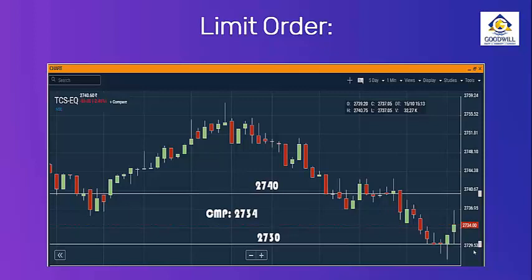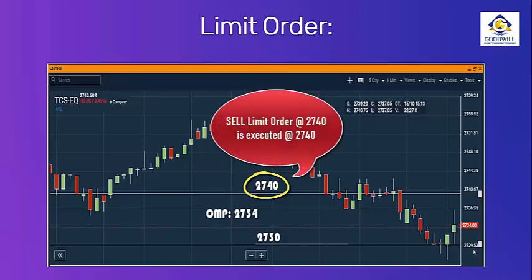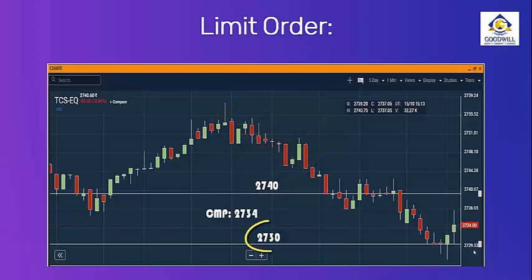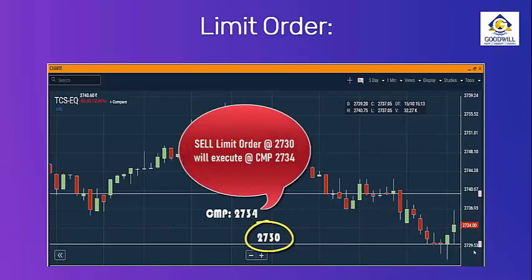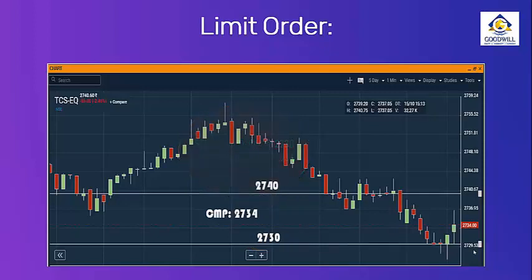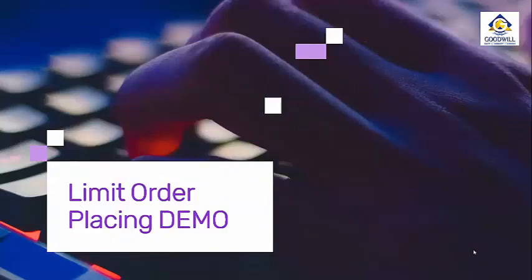Similarly, for a sell limit order, if you sell at 2740 using a limit order, the order will stay pending in your order book till the price of 2740 is reached. But if you place a sell limit order at 2730, the current market price of 2734 is 4 rupees higher than the price which you are willing to accept for selling TCS. So the order will execute at the current market price, which is 2734 itself. With this, let us move on to a live demo of how to place limit orders in Infinity Trading Terminal.